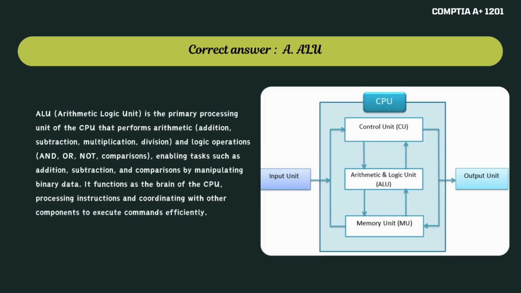ALU, Arithmetic Logic Unit, is the primary processing unit of the CPU that performs arithmetic (addition, subtraction, multiplication, division) and logic operations (AND, OR, NOT, comparisons), enabling tasks such as addition, subtraction, and comparisons by manipulating binary data. It functions as the brain of the CPU, processing instructions and coordinating with other components to execute commands efficiently.